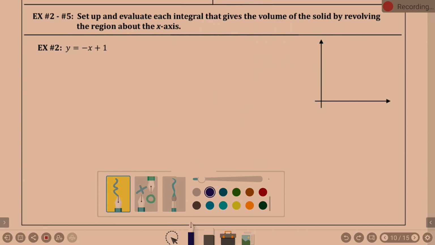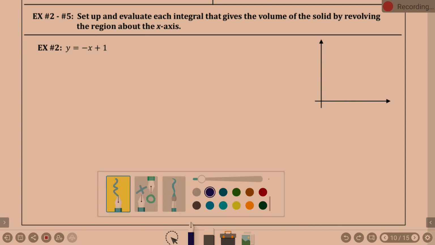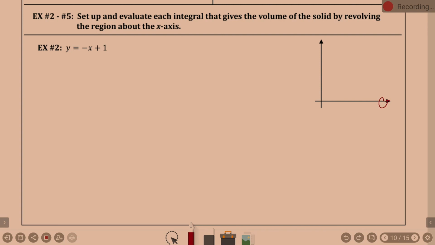Set up and evaluate the integral that gives the volume of the solid by revolving the region about the x-axis. So one thing I like to do, I'm going to pick different colors here, but rotating about the x-axis, you will often see me put a little rotating symbol. That's kind of my visual reminder. It's a typical calc thing. So we're rotating about the x-axis.